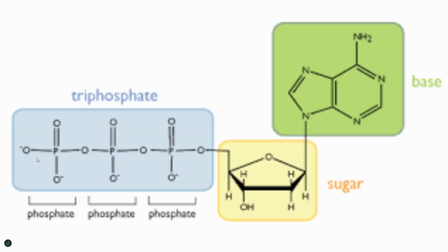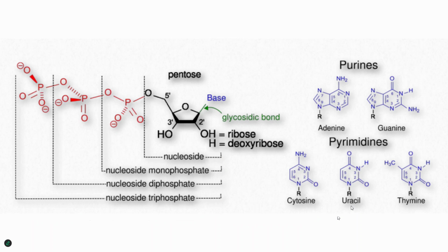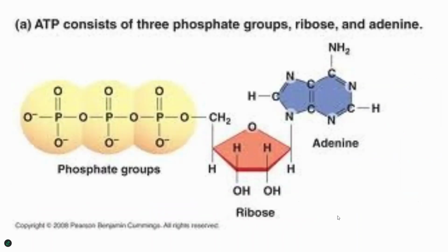So here's just a picture of that triphosphate. And we talked about triphosphates earlier in the year when we talked about ATP. So ATP is adenosine triphosphate. We've got all kinds of triphosphates. We've got ATP, TTP, CTP, GTP. All of those are triphosphates that can be used to build DNA molecules. So it can be used for energy, but it also can be used to build new DNA molecules.